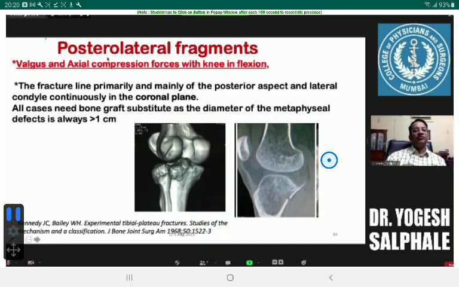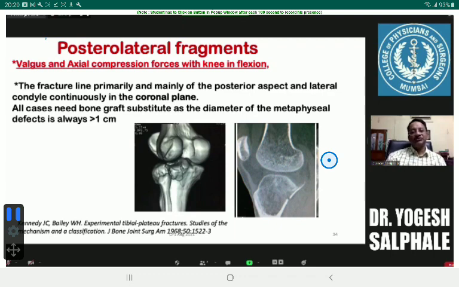So now the valgus and axial compression forces with knee flexion is essential. The fracture line is primarily on the posterior aspect of the lateral condyle, continuously in a coronal plane. As I told you in the early part of my lecture, the medial side is concave and the lateral one is convex. So whenever a femoral condyle dashes inside, it causes splaying. And all the cases need bone graft substitute as the diameter of the metaphyseal defect is always more than 1 centimeter.